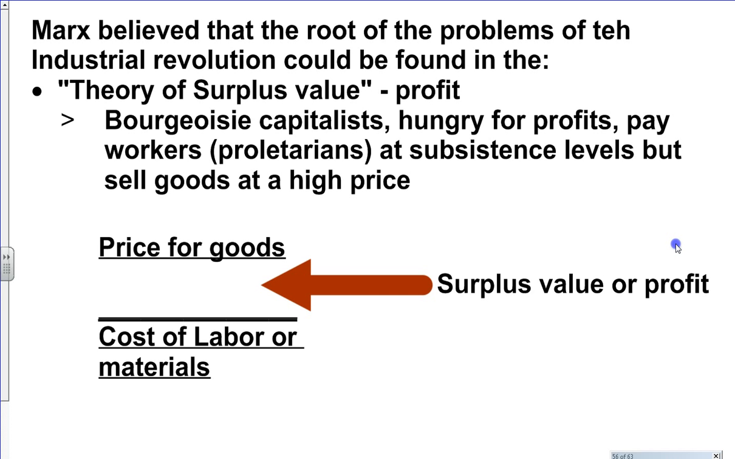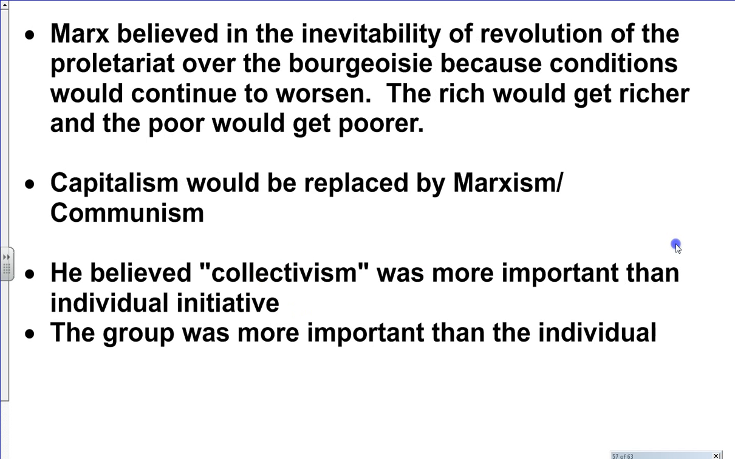Okay. Marx believed that the root of the problems of the Industrial Revolution could be found in the theory of surplus value, or profit. Bourgeoisie capitalists were hungry for profits, paying workers at subsistence levels but selling goods at a high price. The price of goods minus the cost of the labor and materials, the difference between those two, is your surplus value or your profit.